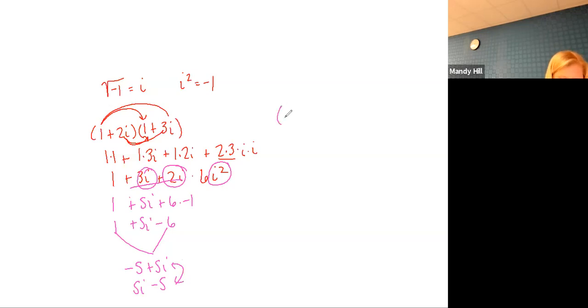Okay. If I have (3 - 7i) squared, a lot of people are going to try to just say that this 2 goes with both of these things. Remember, that's not true. This is not 9 minus 49i squared. This actually means that you're squaring this, so you're multiplying this by itself.